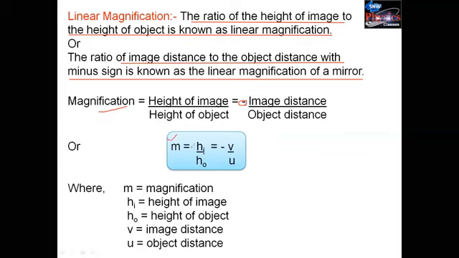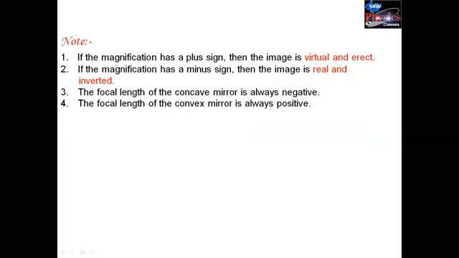So expression is m is equal to, because linear magnification is represented by small m, so m is equal to height of image by height of object. Also we have minus v by u. Here m is the magnification, as I told you that it is represented by small m. So hi is height of image, ho is height of object, v is the image distance, and u is the object distance. So here we have few points for linear magnification, that is if magnification has plus sign.